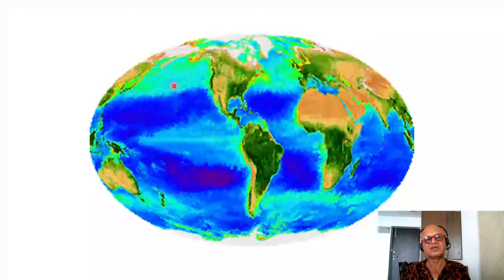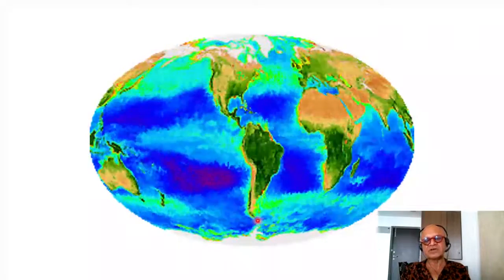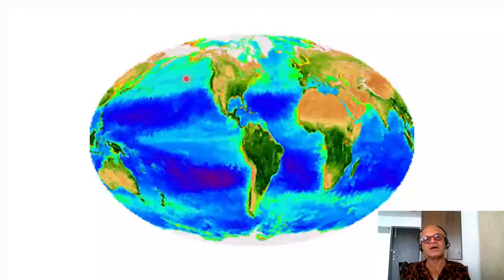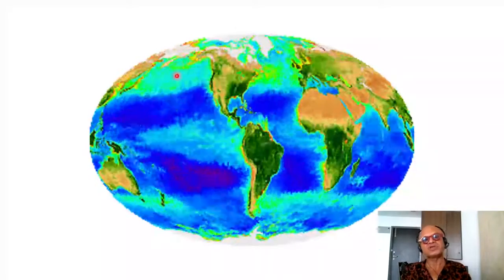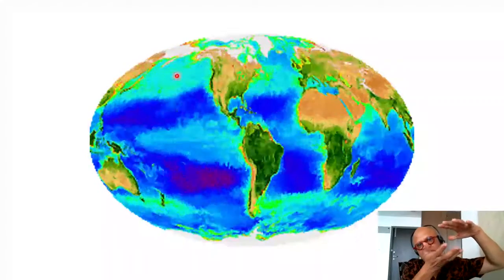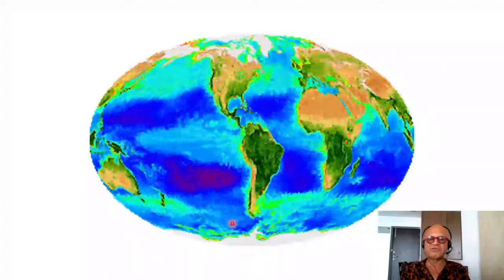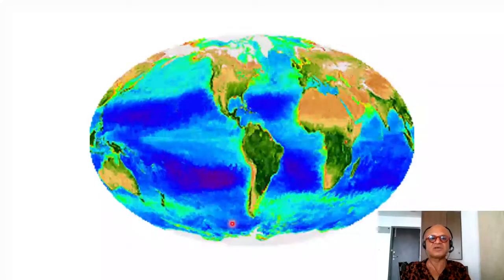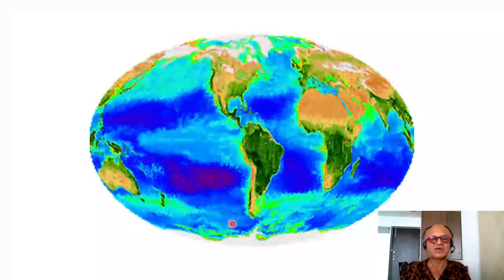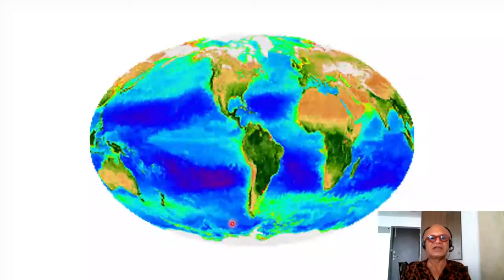There are spring blooms here and here which are very important. In the winter, cold temperatures make the surface layers cold and deep and there is no light, but when the sun comes up, suddenly the warming creates a thin layer of nutrients with high concentration and light, so you get what are called spring blooms at high latitudes that are related to specific ocean dynamics. So it's fascinating to look at these animations and understand all these features.